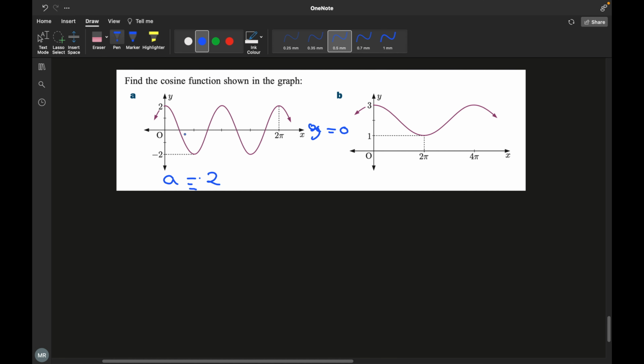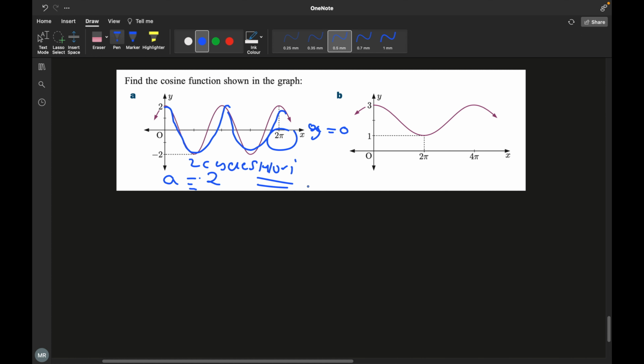we can clearly see that there is no vertical translation or horizontal translation. Although you don't need to know the horizontal translation. Anyways, we can see that it completes 2 cycles from 0 to 2 pi.